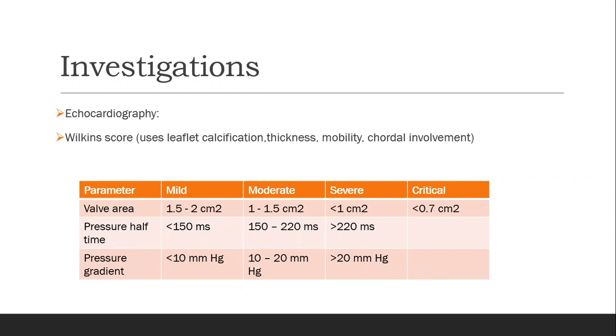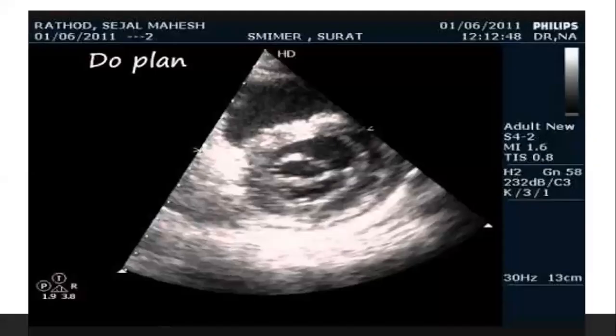Then the next thing is we are going to measure. That measurement is called Doppler. So just at a middle point, Wilkins score is a score which is used in mitral stenosis. We use 4 points: leaflet calcification, leaflet thickness, leaflet mobility, and subvalvular involvement. It is given a score from 0 to 4. I'll tell the use of that later.